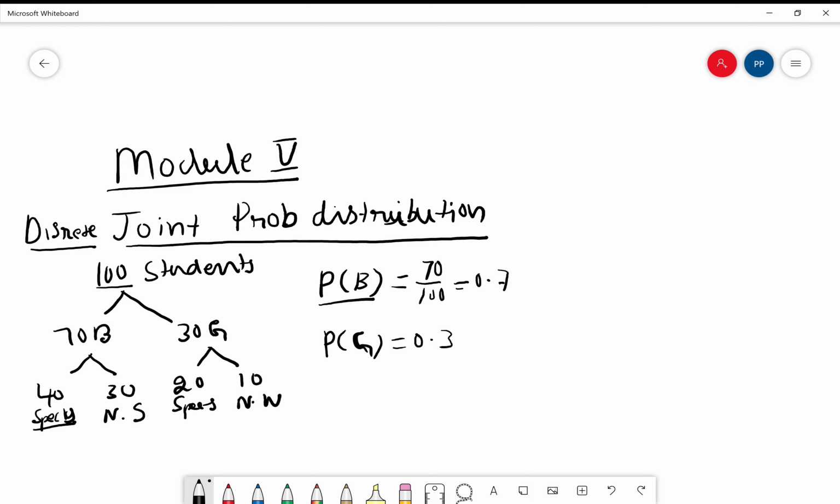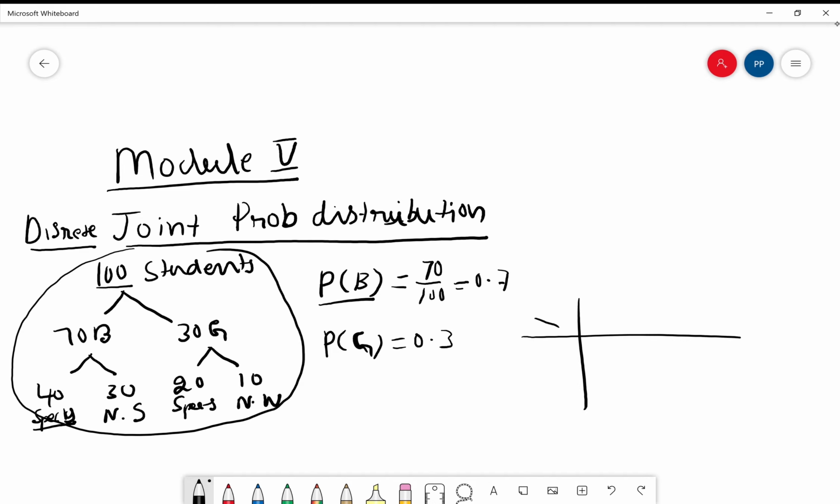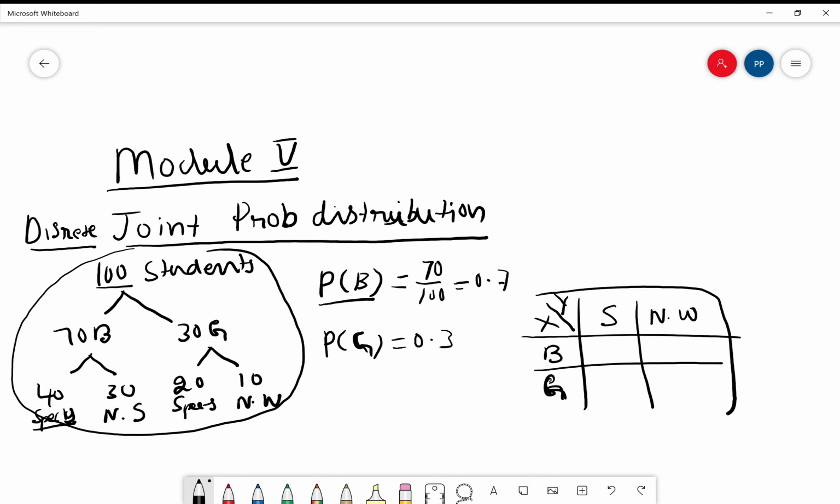Here we get a joint probability distribution where the two variables are, one, the gender of the student, boy or girl. That variable we can call X, boy, girl. The other is the variable of specs, which we can call Y, whether the student wears specs or not. Let's consider the data in the form of a table.